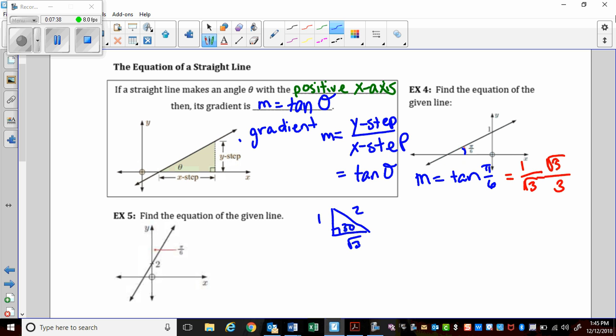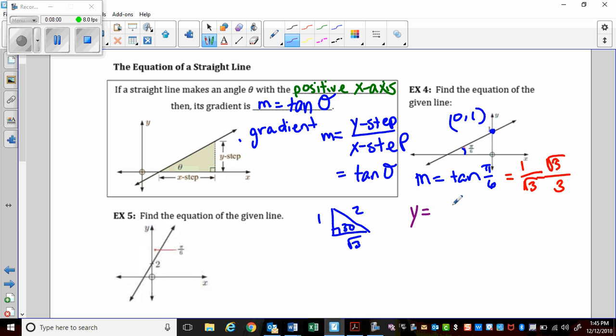So for my equation of a line, I just need a point. I can use this point right here. This is my y-intercept. It's when x is 0 and my y, it says, is 1. This is my point I'm going to plug in. Usually I have to plug it into the equation of a line, but this one I can just put into the slope or the y-intercept form.